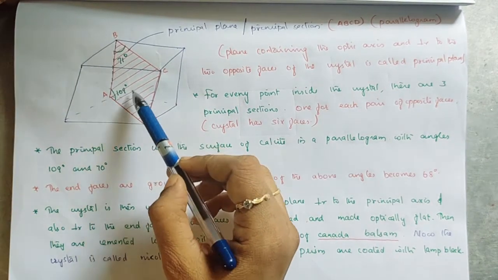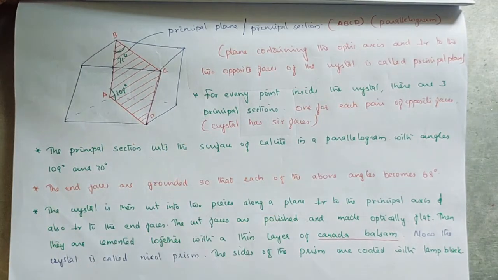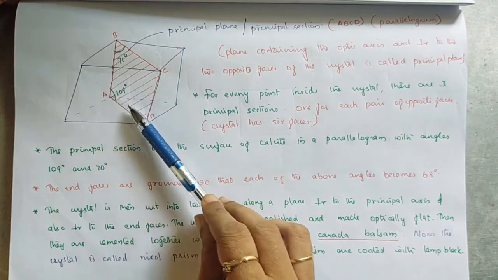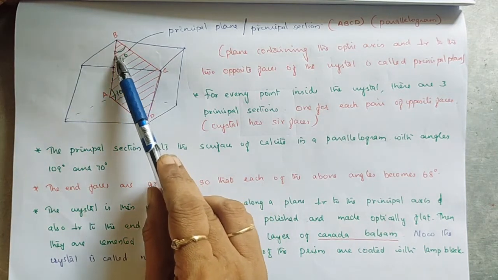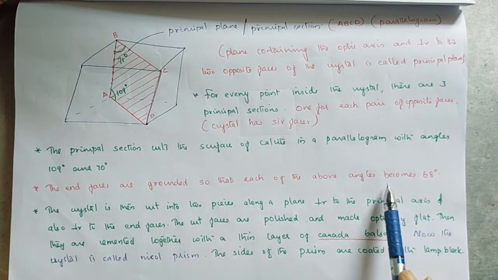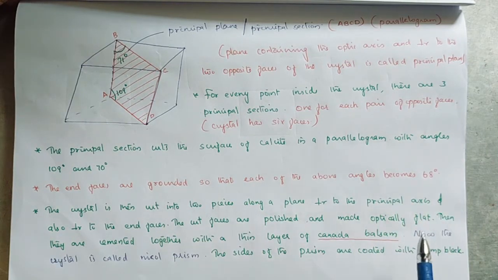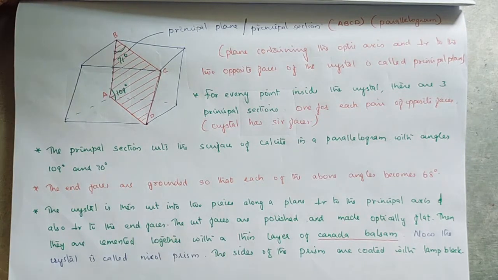Now how can we convert these calcium crystals into a nicol prism? For this, we just grind the end faces of the crystals. Grounded means ground, so that each of the above angles becomes 68 degrees. That is, here we turn this 71 degrees to 68 degrees; up to 68 degrees we grind the crystals.